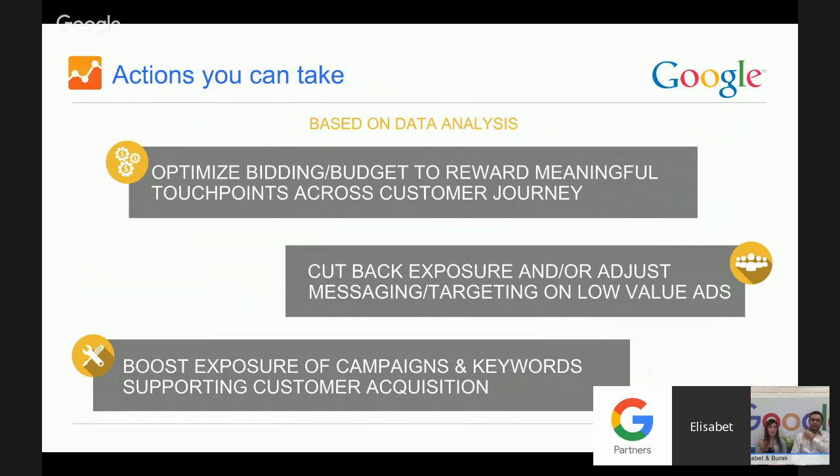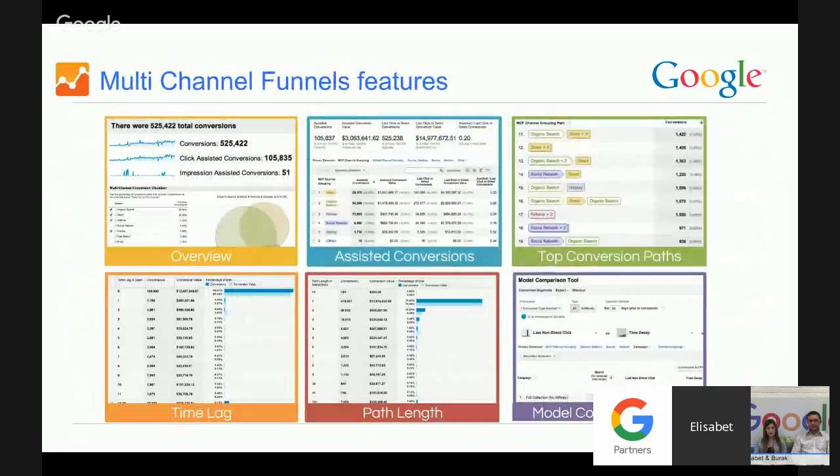Therefore, the second thing that we could do is cut back exposure or adjust messaging or the targeting on low value ads. And finally, we could boost exposure of campaigns and keywords that are supporting customer acquisition. So these are some examples of insights and actions that you can take after analyzing the performance of your display campaigns, for example.